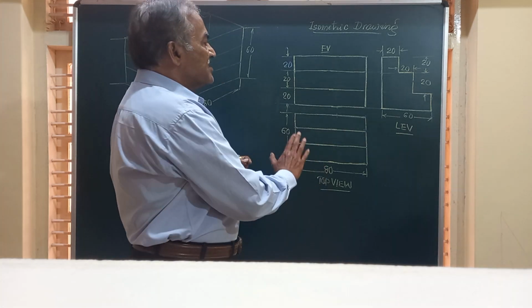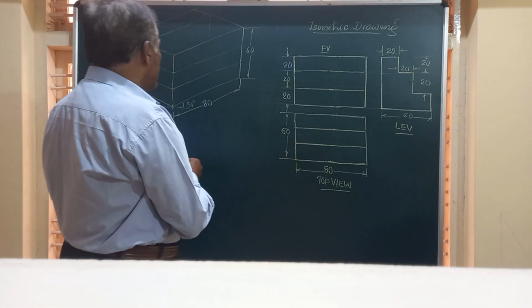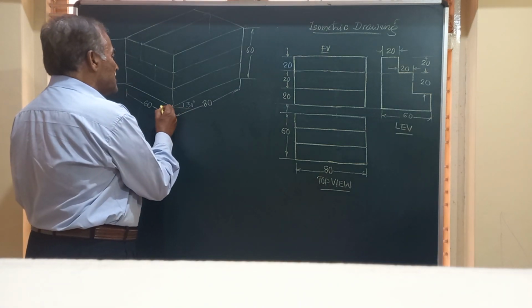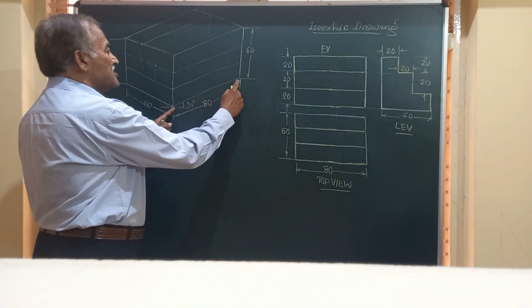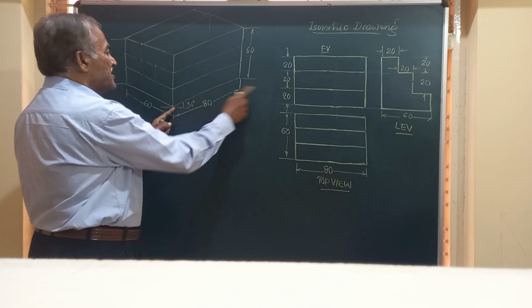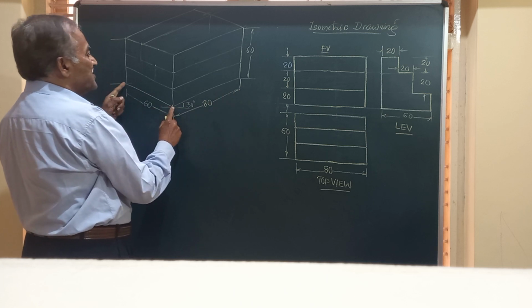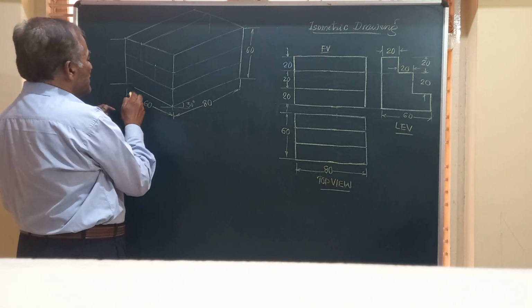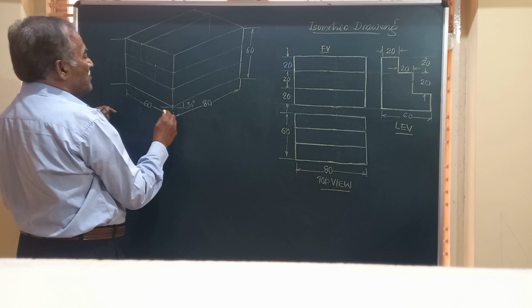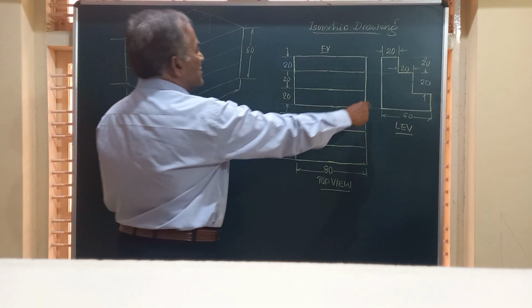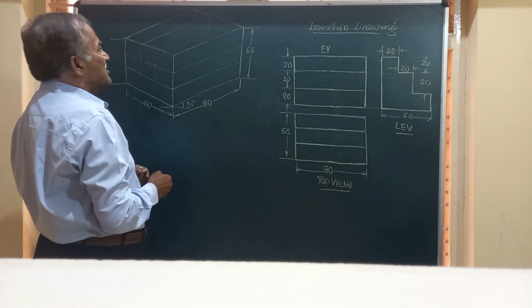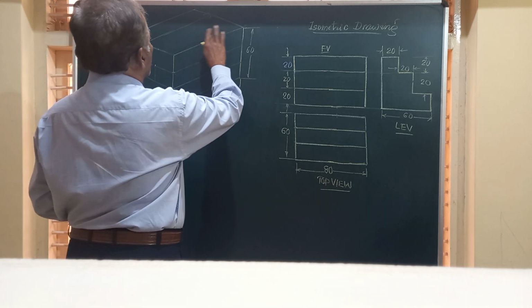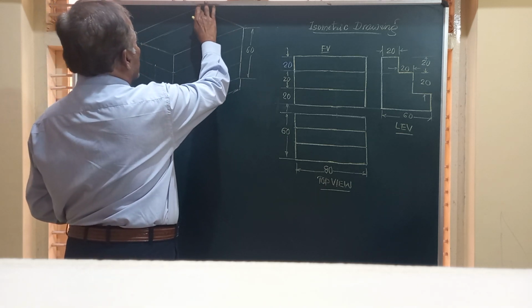For these dimensions, I have to take some reference point and draw two lines. This line is at an angle of 30 degrees to the horizontal, and this line indicating the width is again at an angle of 30 degrees to the horizontal, and so we are going to have a height equal to 60 millimeter here.